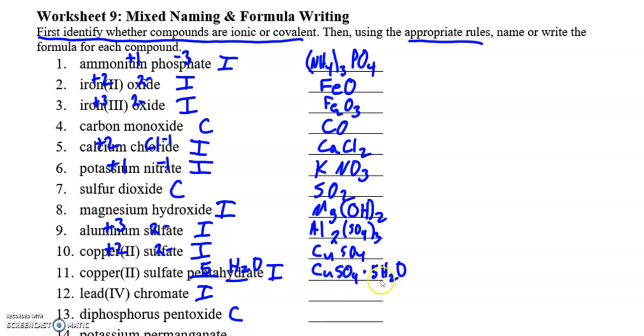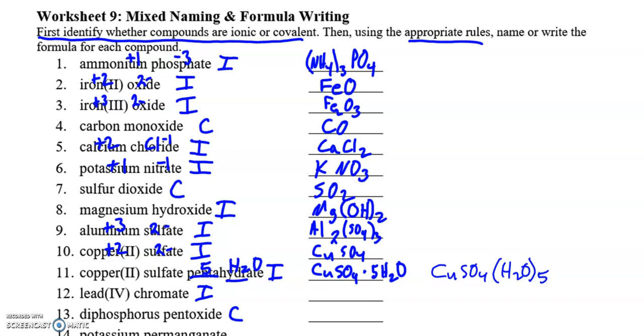The copper sulfate pentahydrate, this is one way to write it, and that just means there's 5 water molecules, so 10 hydrogens and 5 oxygens if you're keeping count. Another way that you could write that is CuSO4 and then put the water in parentheses and put a 5 like that. That would say the same thing.